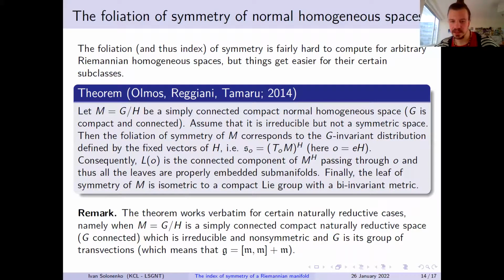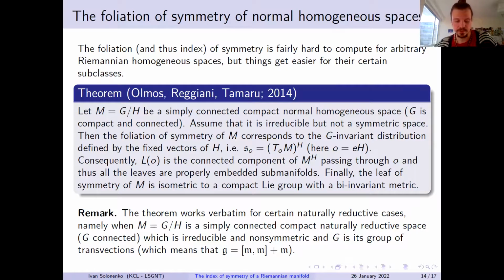Okay, and just one technical remark, we won't really need it, but you can slightly generalize this. You can assume your space to be just compact naturally reductive, which is more general, but you have to add an additional restriction that if you represent it as G mod H, G is the so-called group of transvections, which means that if you take the reductive summand m and take its bracket with itself, together they will span the whole Lie algebra. This is some technical assumption which I don't want to linger on, but it can be slightly generalized. That's the point.